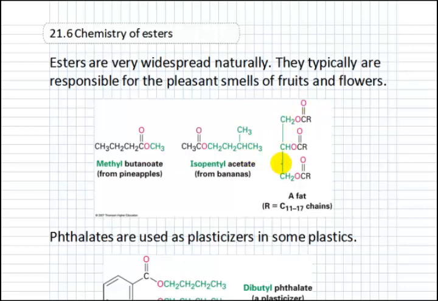Here's a fat. It has a 3-carbon chain, and then off of each of those 3 carbons is an O, C double bond O, R group. So if R are long chains, that's how we have fats and oils. Those can be cleaved to make fatty acids, HO, C double bond O, R. If that's a short chain, that's just a carboxylic acid, but if R is a long chain, it's a fatty acid.